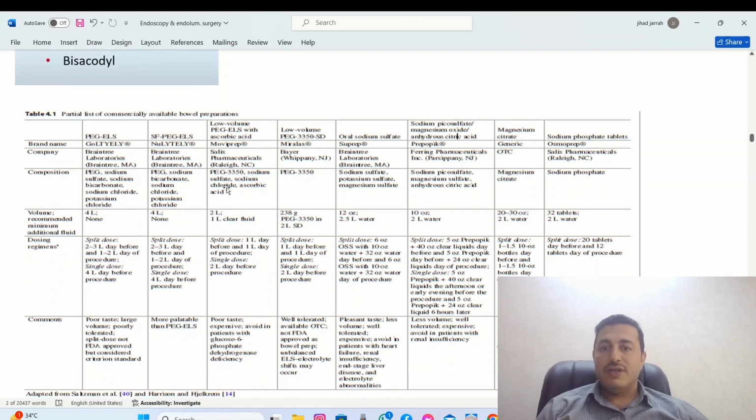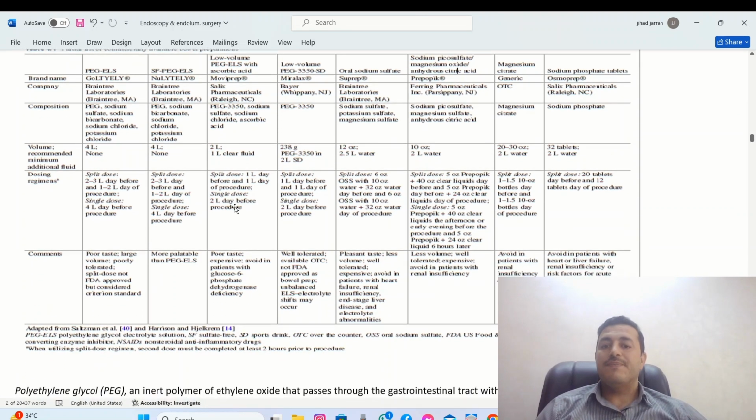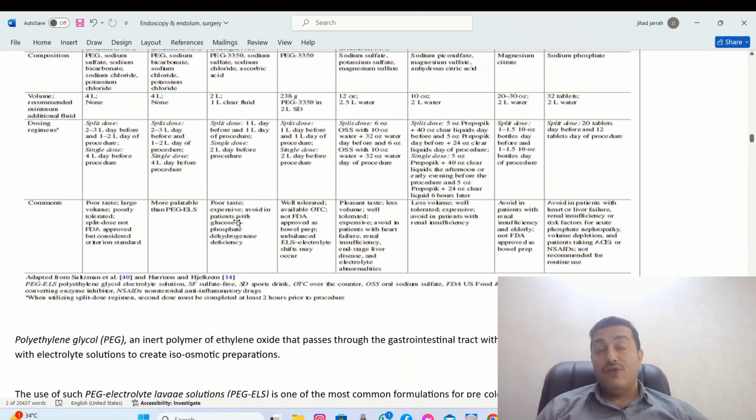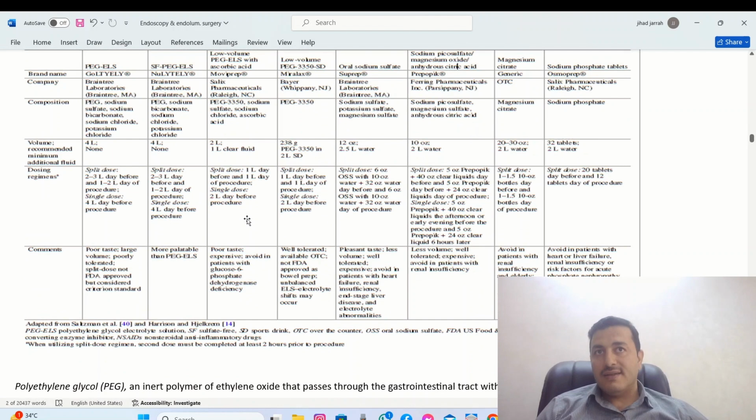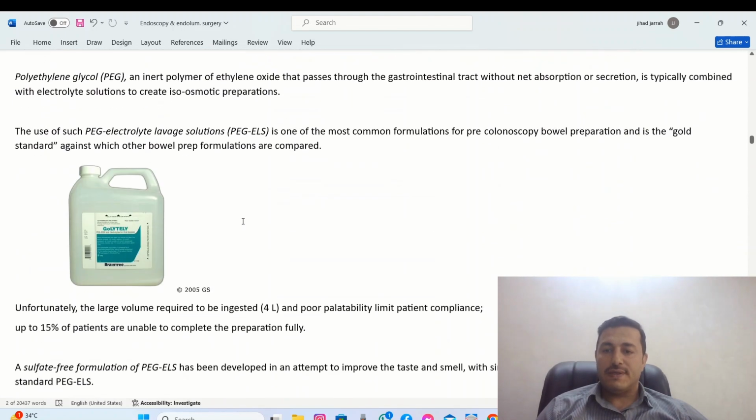So the composition: it is polyethylene glycol, sodium sulfate, sodium chloride, ascorbic acid, 2 liter plus 1 liter of clear fluid, split dose. The disadvantage of this low volume is the poor taste, and it's expensive. Of course, any agent that contains phosphate is contraindicated in patients with G6PD, glucose-6-phosphate dehydrogenase deficiency.